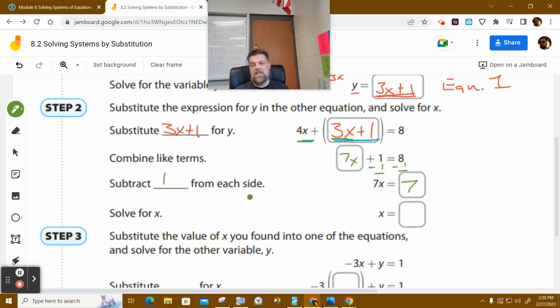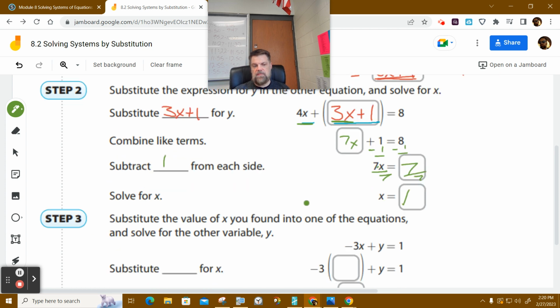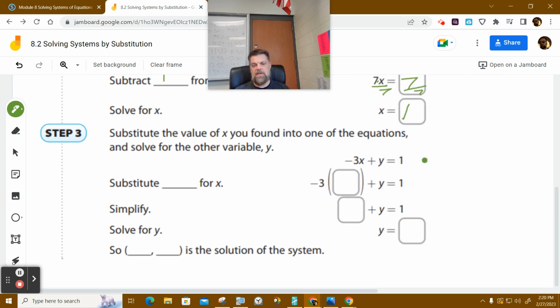7. Now, how do I solve for x? Well, 7x means 7 times x. So to get that 7 away, I'm going to divide by 7 on both sides. x equals 1. Okay. All right. Now, what I'm going to do is go back to the original equation, the first equation, and substitute 1 in for x. So wherever there was an x, I'm going to plug in 1. What's negative 3 times 1?